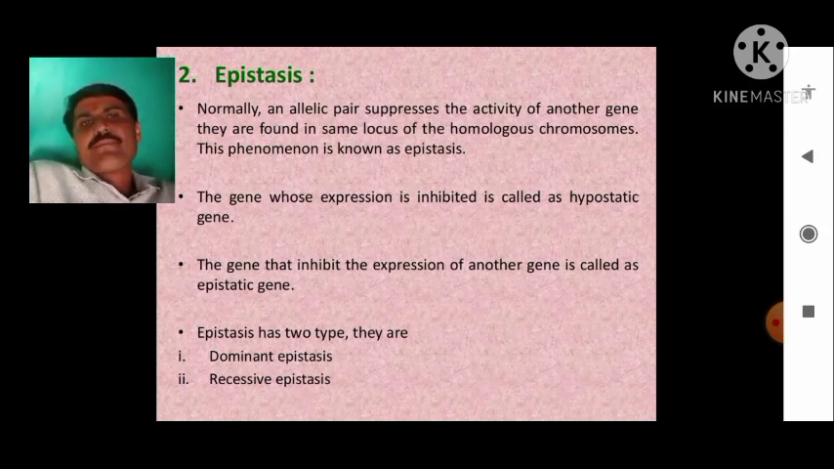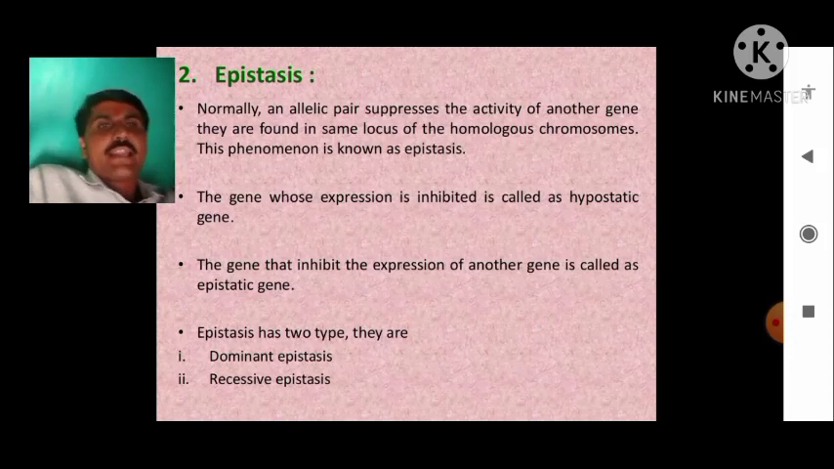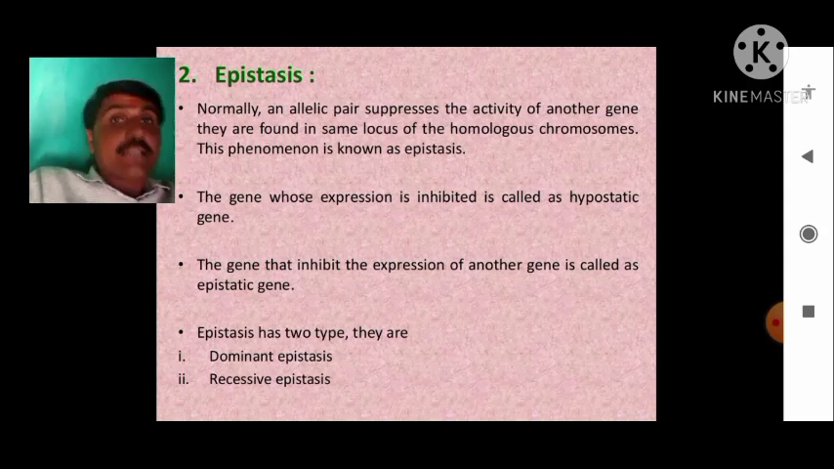They are of two types, dominant epistasis and recessive epistasis. Well, before touching these two aspects, we repeat the phenomenon of epistasis: an allelic pair suppresses the activity of another gene, and they are found on the same location of homologous chromosomes. Again, the gene whose expression is inhibited is hypostatic, whereas the gene that inhibits the expression of another gene is the epistatic gene.